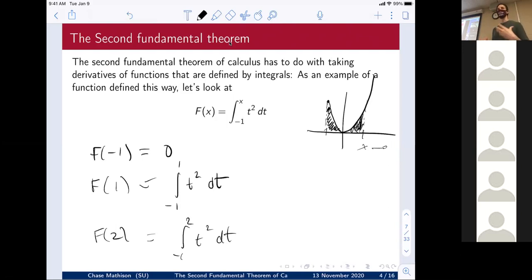When I first saw a function defined by an integral, I was very confused. So if anyone ever feels confused about this, just let me know.